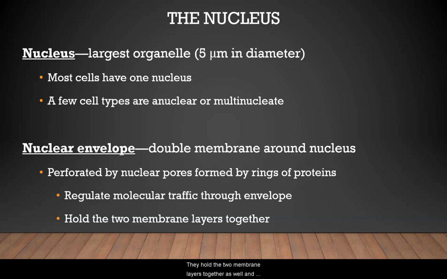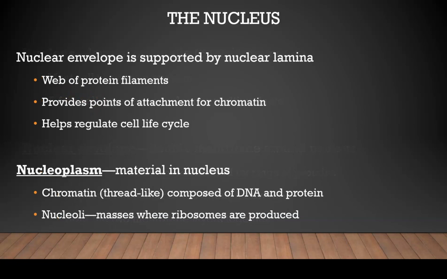They hold the two membrane layers together as well. And so, what does the nucleus do? Well, the nuclear envelope is supported by the nuclear lamina, which is a web of protein filaments, and it provides points of attachment for chromatin. Chromatin is loose genetic information. When it all coils up, we call them chromosomes. Okay, so that's what chromatin is, but the nuclear lamina helps regulate the cell life cycle as well.